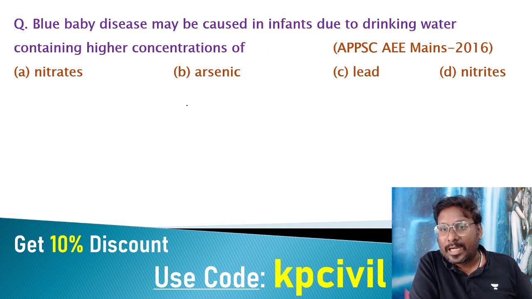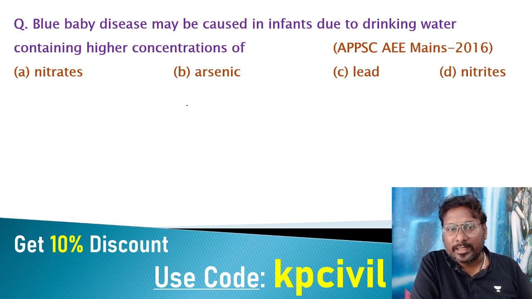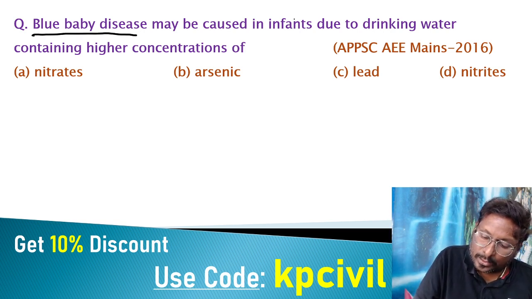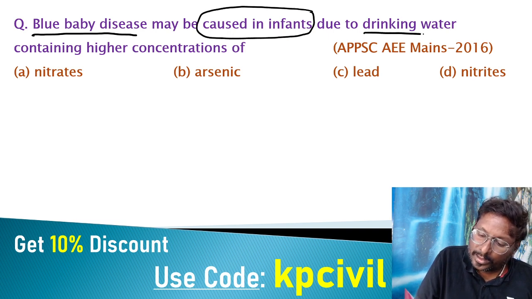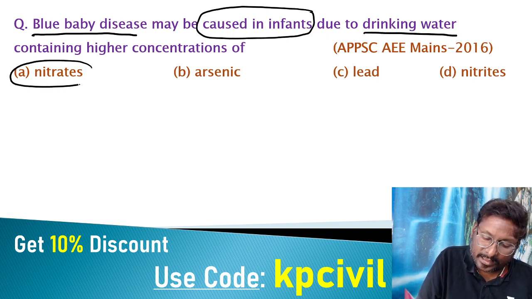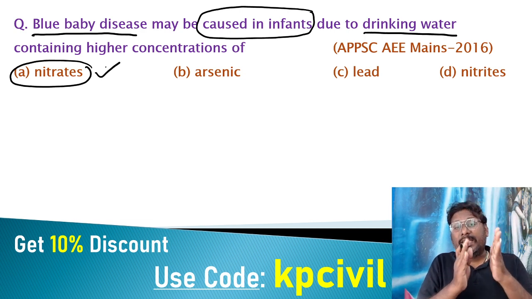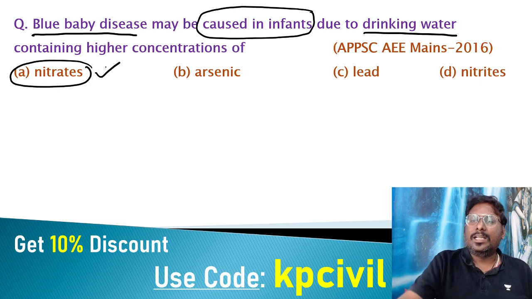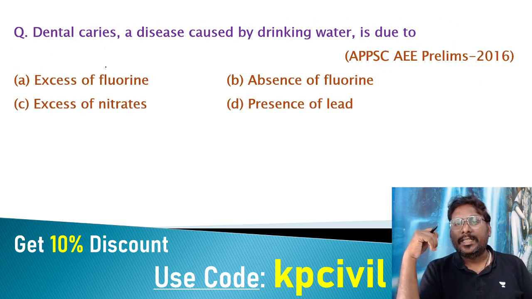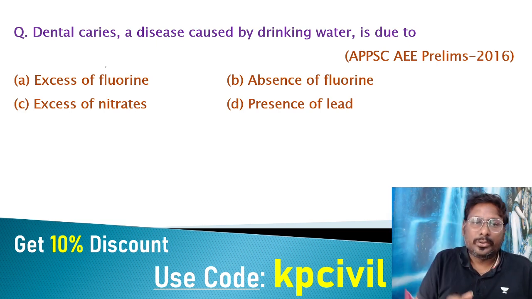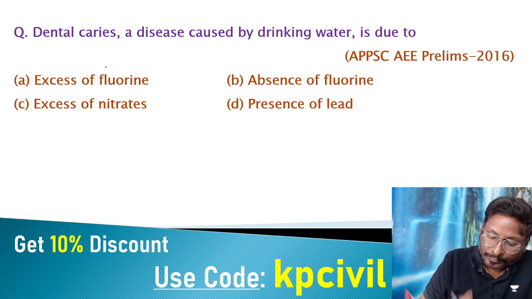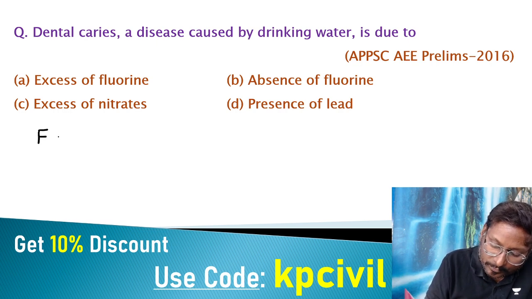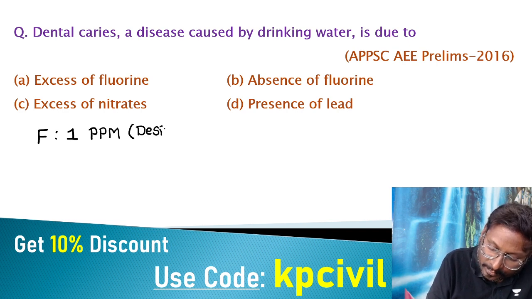Blue baby disease may be caused in infants due to drinking water with high concentration of nitrate. Nitrate in drinking water more than 45 causes blue baby. Dental caries, a disease, is caused in drinking water due to fluoride. Desirable is 1 ppm. Fluoride less than 1 is a deficit.